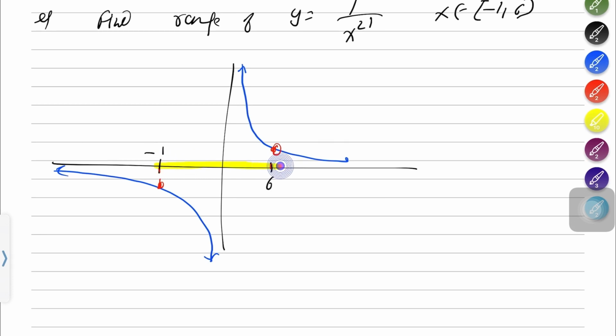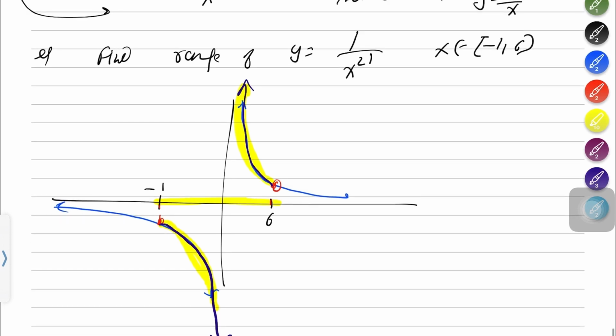If x is extending from minus 1 to 6, the graph of y when x is minus 1 to 6 is this much graph. That means this is the graph. These are the values of y, this and this. Let's say I make it more dark. This is the graph from minus 1 to 6.